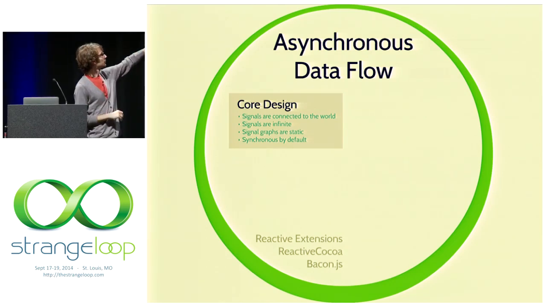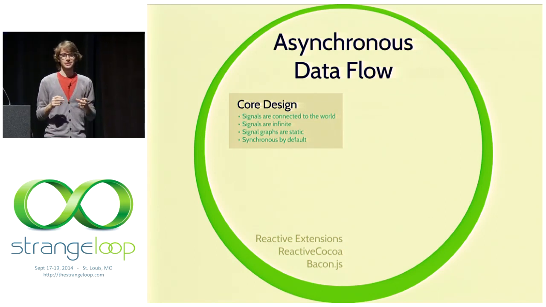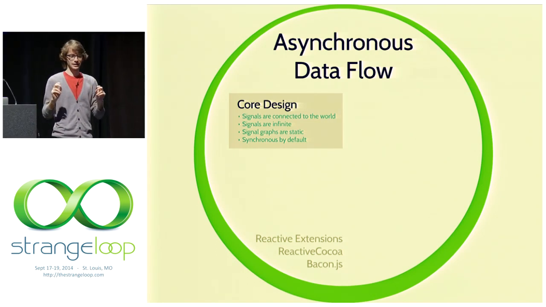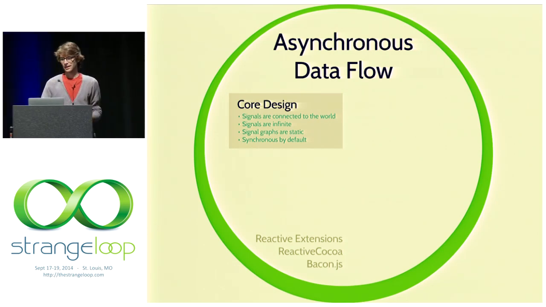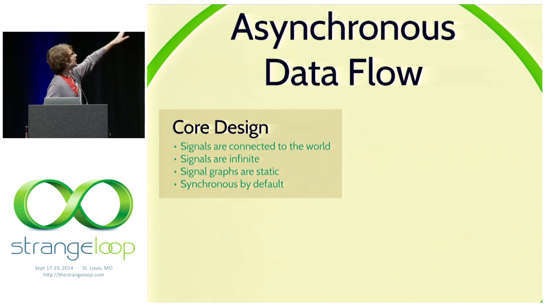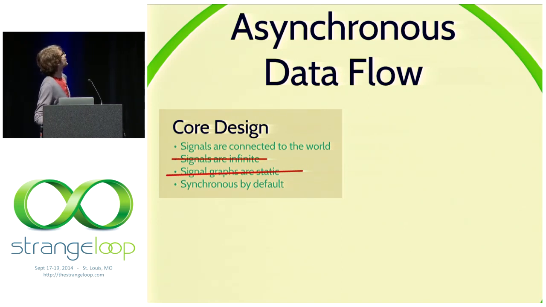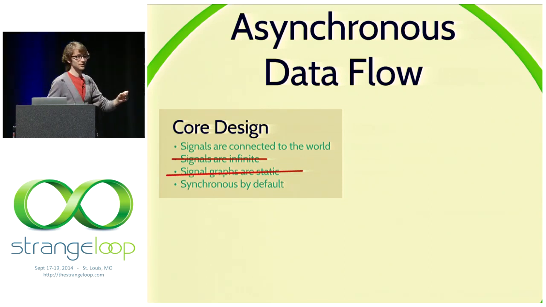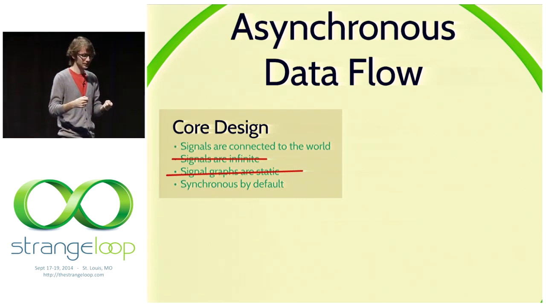So if you know Reactive Extensions, Reactive Cocoa, Bacon.js, essentially, if you see something that looks like FRP and it's in an imperative language, it's probably in this category of things. So again, we can look at our core design and see which things we cross off. So of course, we cross off that signal graphs are static because, yeah, we don't want that. We cross off that signals are infinite. So this is another way of saying that signals can end. Like I can start it up, it can trigger 4 events, and then it can die.